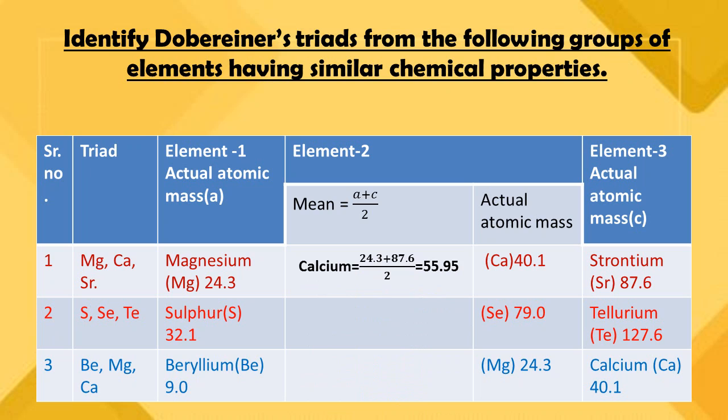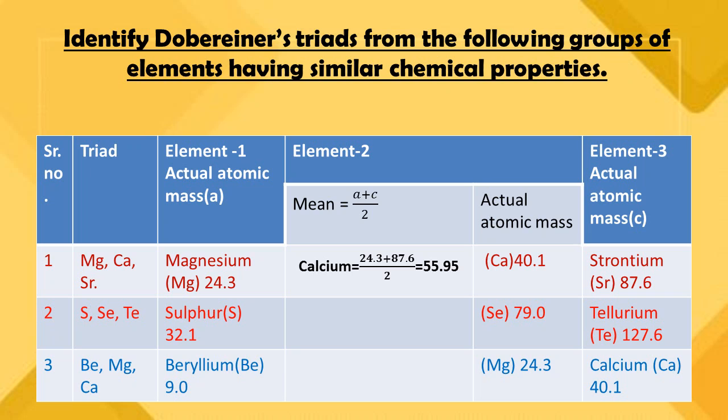Okay, so first is calcium. We will calculate it as the mean of the atomic masses of magnesium and strontium. After calculating, we get the answer 55.95, and the atomic mass of calcium is 40.1. That means this is not a Dobereiner's triad.